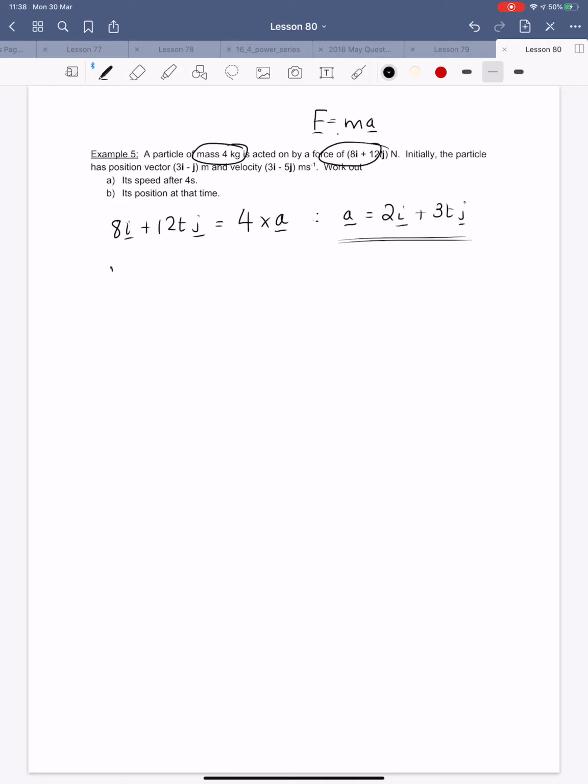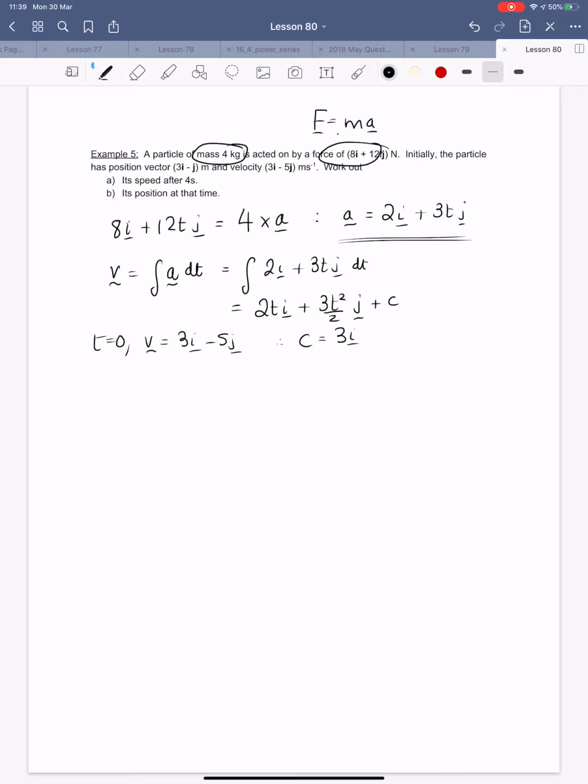Okay, so velocity is the integral of acceleration dt. So it's the integral of 2i plus 3tj dt. So it's 2ti plus 3t squared over 2 j plus c. And then when t equals 0, velocity is 3i minus 5j. So therefore the c has got to be 3i minus 5j, and that's because there's a 0 there and a 0 in the j's.